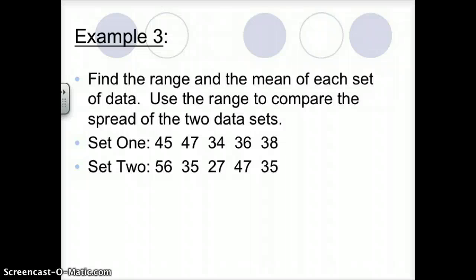The first one, they add up to 200. So the sum is 200. There are 5 numbers. So if I do 200 divided by 5, I get a mean of 40.